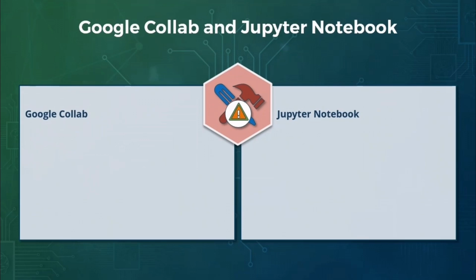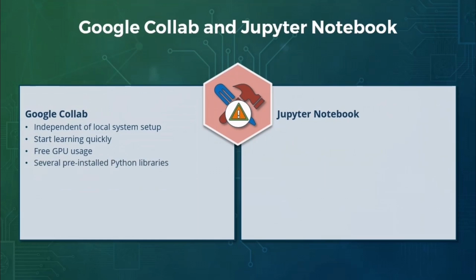The main advantage of Google Colab is that it does not require any local system setup. It is ideal for instant learning purposes. It also provides GPU service for free, which is difficult to obtain on a local system. It has several pre-installed libraries.